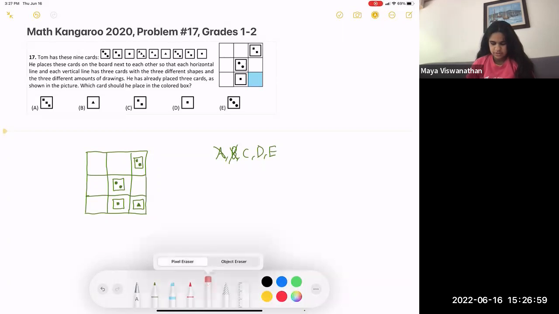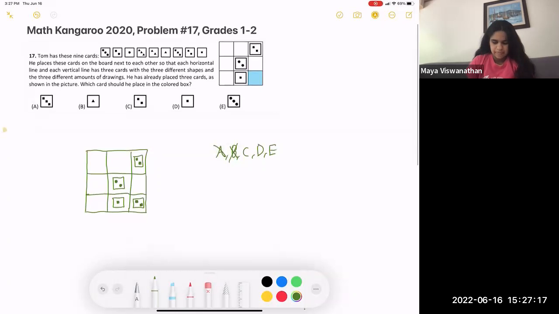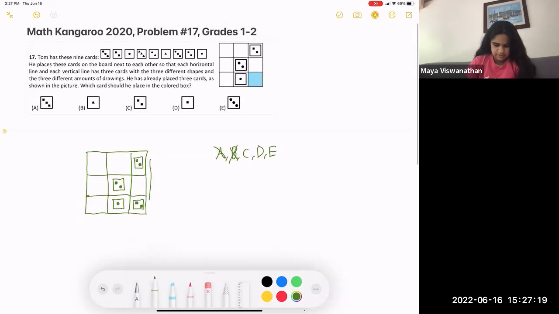Now we can try to see what happens if we have C. So if we have C, then we have 2 squares. And we can immediately notice that's the same as this card here at the top of this horizontal line, this card. So it's going to be both the same shape and the same amount of drawings, both of which aren't allowed. So we definitely cannot have C.